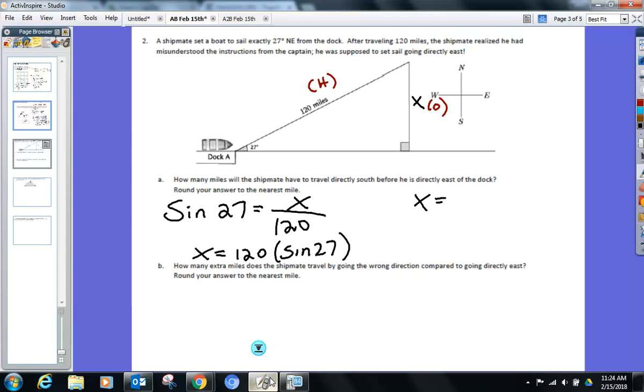Go ahead. Let's do 120 times the sine of 27, rounded to the nearest mile. 54 miles.